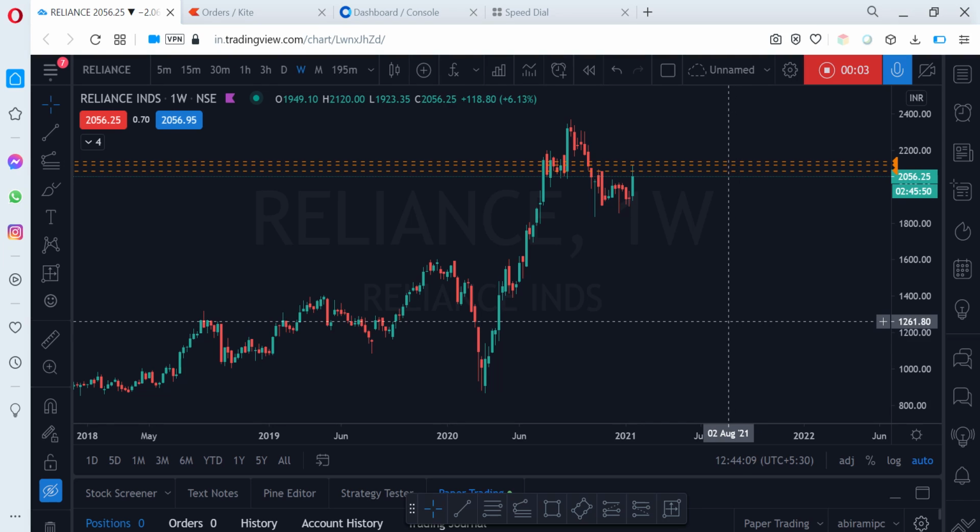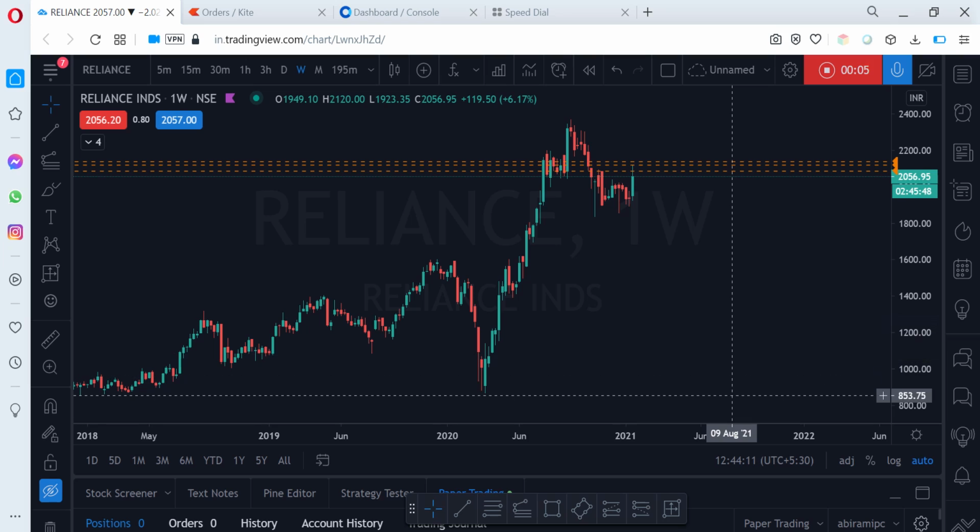I'm sharing my trading experience. I found a pattern in Reliance, in 3 hours and daily. It should be a triangle. It was a triangle pattern, so I was expecting a breakout trade.